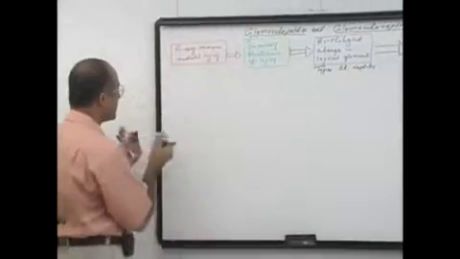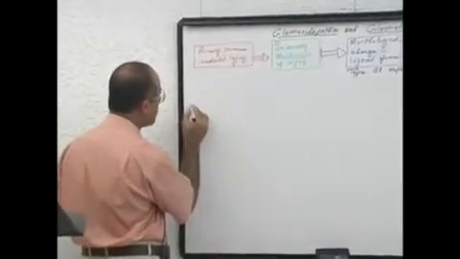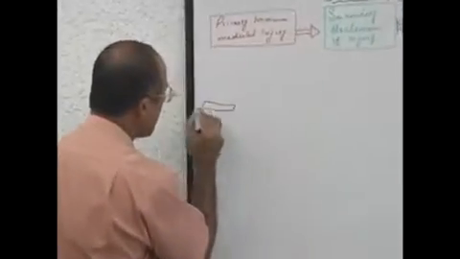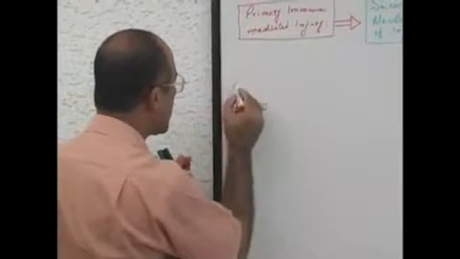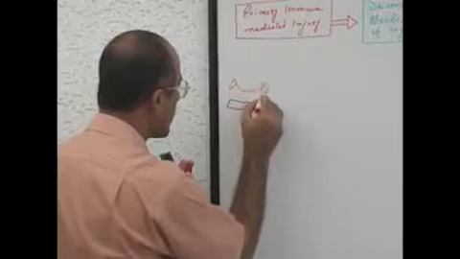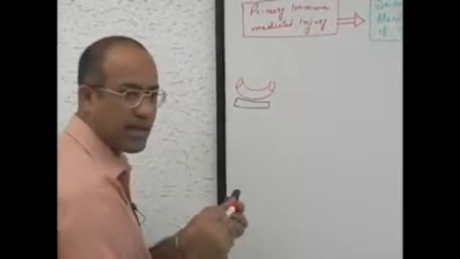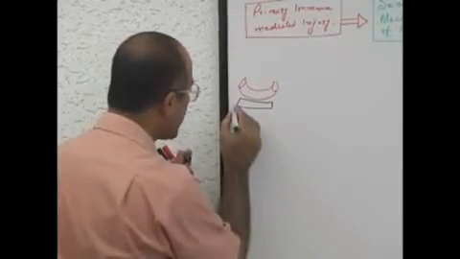In some cases, let's suppose this is the glomerular basement membrane, and here is your endothelial side. And what is here?